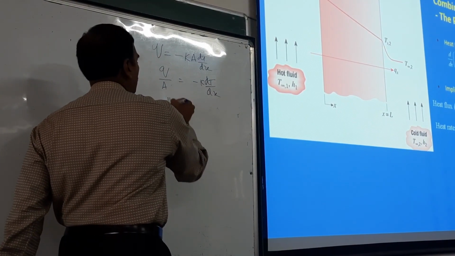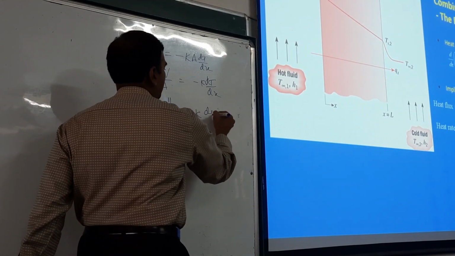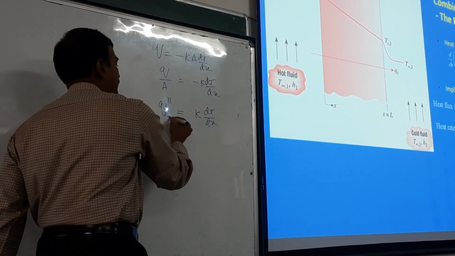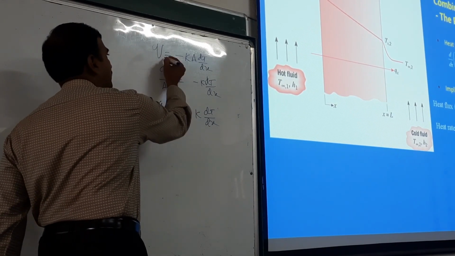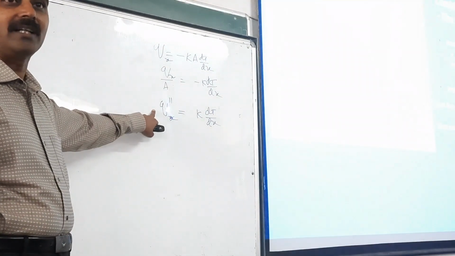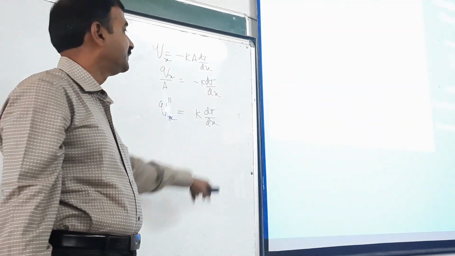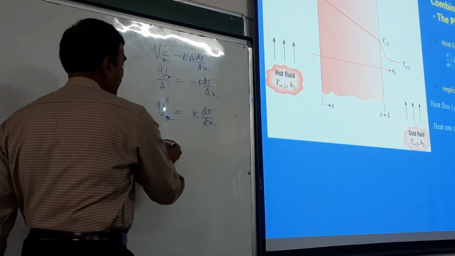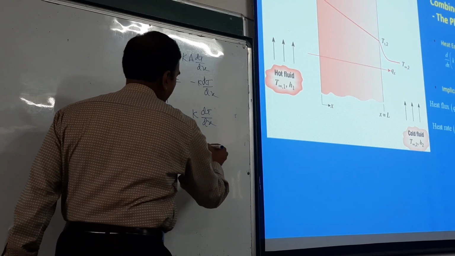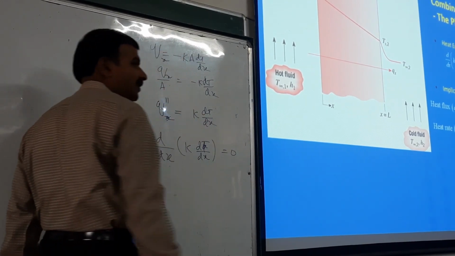So this is q double prime, which is heat flux. If that minus is absorbed, this is k into dT by dx. If you want to be very specific, you can write this as qx. Even if I don't write x, you should understand it is in the x direction by seeing the temperature gradient. So now, what is the meaning of this? d by dx of k into dT by dx is equal to 0.